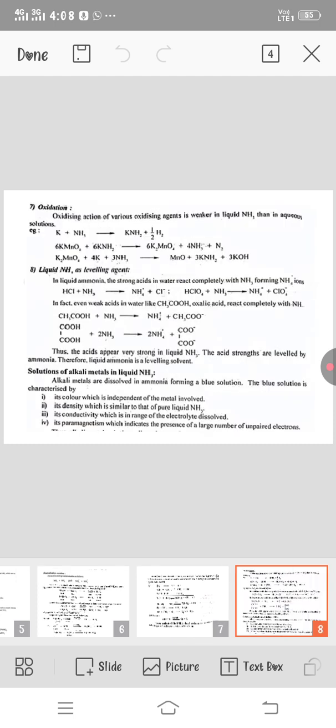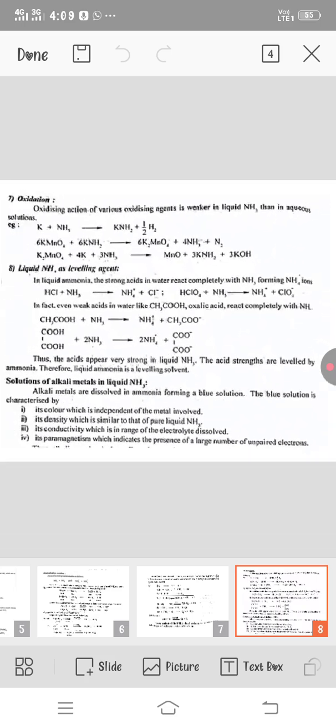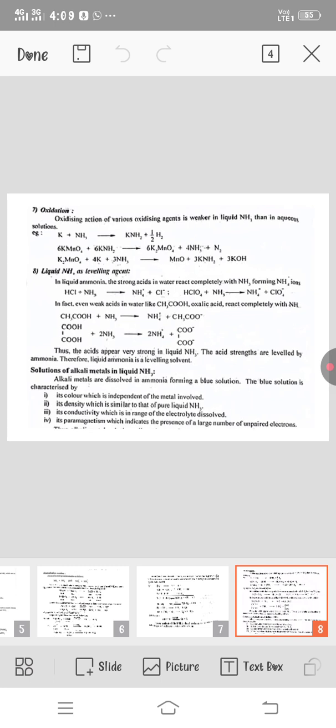Next one is oxidation. Oxidizing action of various oxidizing agents is weaker in liquid NH3 than in aqueous solution. For example, when potassium reacts with ammonia, it produces KNH2 plus half H2. Liquid NH3 as a leveling agent: in liquid ammonia, even a strong acid reacts completely with NH3 forming NH4 ions. For example, when HCl reacts with ammonia, it produces NH4 plus Cl minus.